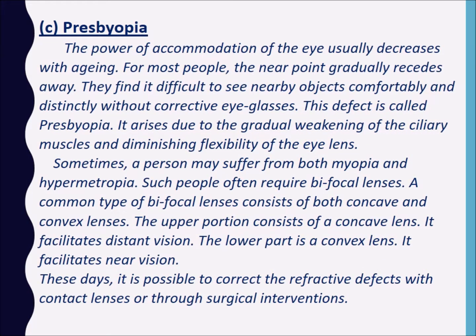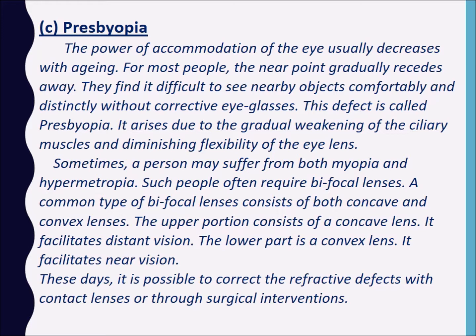3. Presbyopia. The power of accommodation of the eye usually decreases with aging. For most people, the near point gradually recedes away. They find it difficult to see nearby objects comfortably and distinctly without corrective eyeglasses. This defect is called presbyopia. It arises due to the gradual weakening of the ciliary muscles and diminishing flexibility of the eye lens.